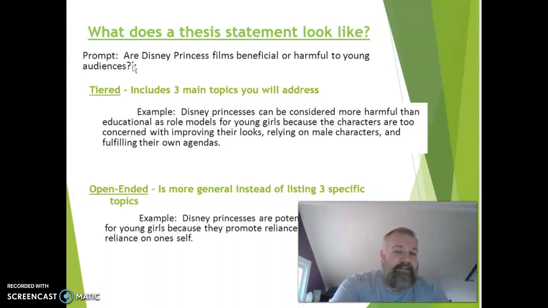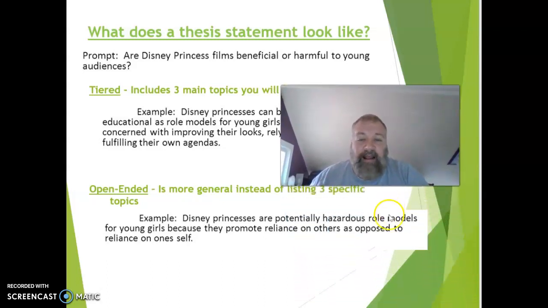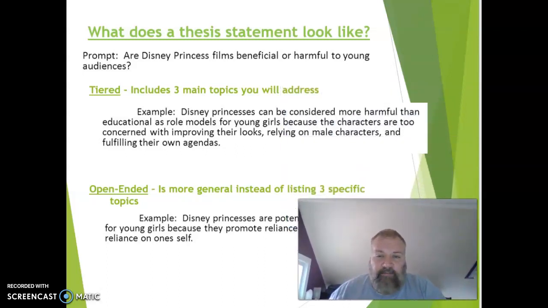If it's more general instead of the three specific topics, because you see the topics they put up there, they're more concerned with improving their looks, relying on male characters, and fulfilling their own agendas. Those are the three. Where's my camera? Ah, okay. The open-ended one, you could say Disney princesses are potentially hazardous role models for young girls because they promote reliance on others as opposed to reliance on one's self. Okay, those are just examples.